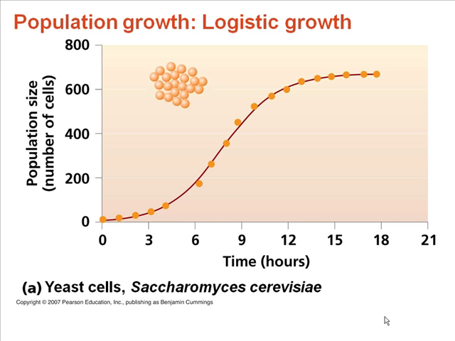Here's another example of logistic growth. These are yeast cells growing in a culture in a lab over the course of less than a day, and the population size is the number of cells, and you can see it grows exponentially at first, starts to taper off, and reaches the carrying capacity.